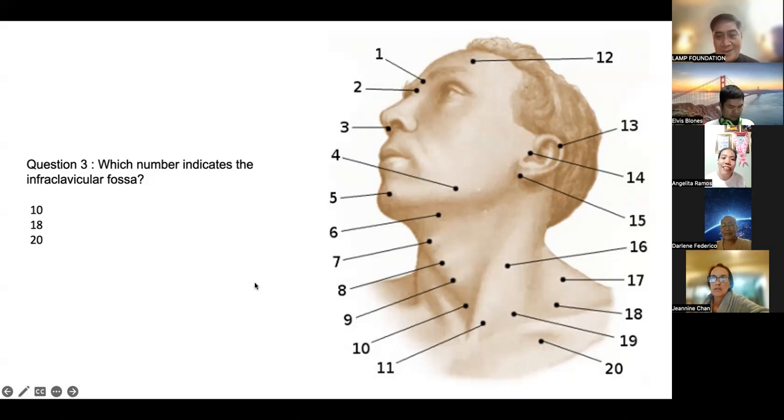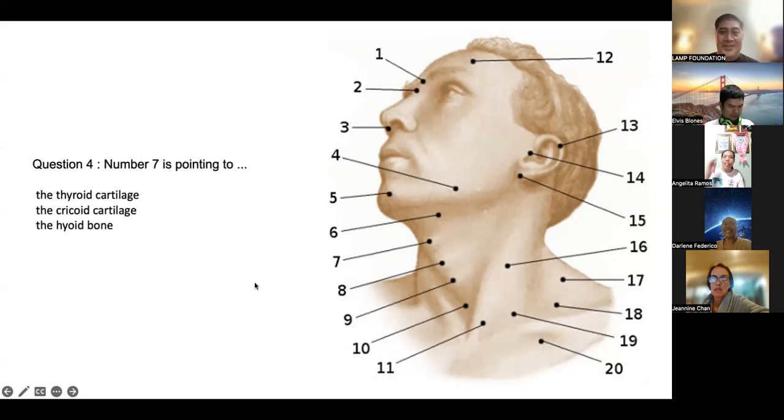We can donate 1K or more. Maybe you'll understand. Number 7 is pointing to? Number 7 is hyoid bone.